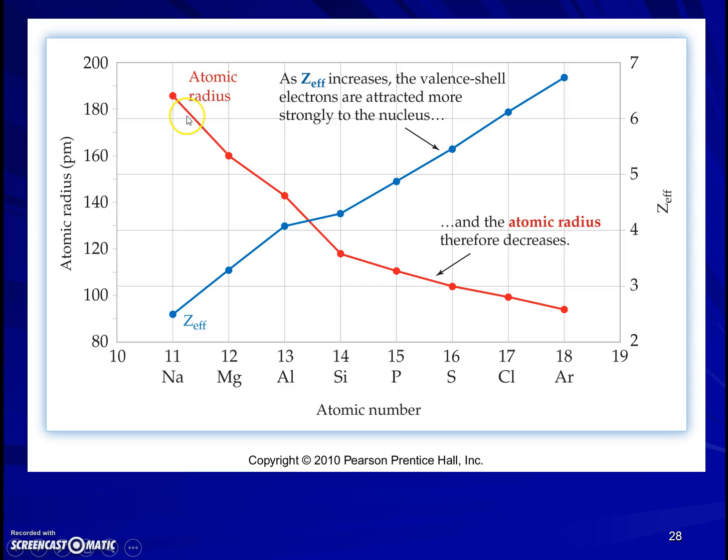And that has its effect on atomic radius. The more protons the outer electron can feel as it reaches through the inner electrons, the tighter and smaller that atom is going to get in its width.